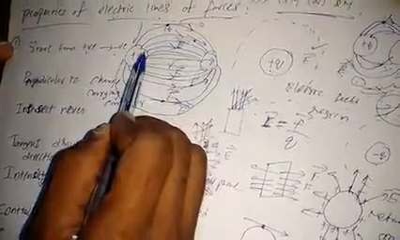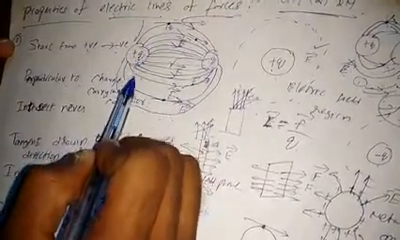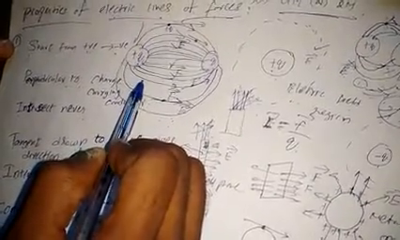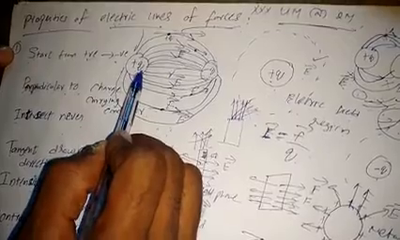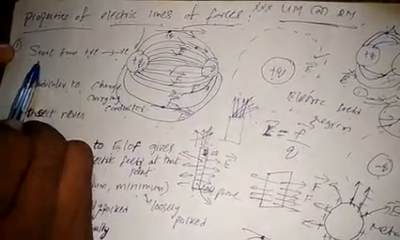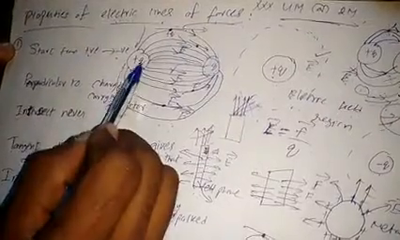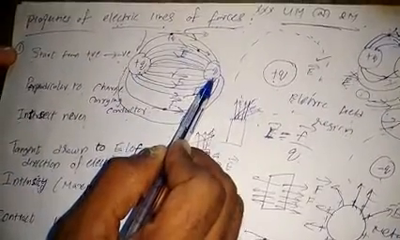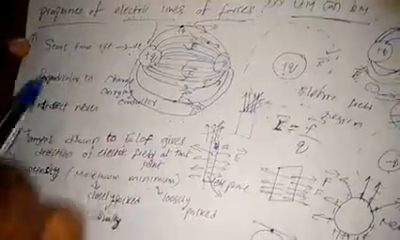These electric lines of force are always perpendicular to the charge carrying conductor. Okay, right? Understood, students? This is a very important topic. So far we have discussed that these electric lines of force start from the positive charge and end at the negative charge. Okay, understood? Next one.